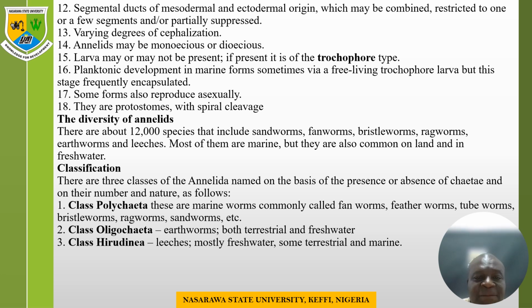There are many of them, and they are mostly found within the marine environment. The class Oligochaeta includes the earthworms, of which many of us seem to be familiar with, and they are found both in terrestrial and freshwater environments. Then another special class is the leeches, the class Hirudinea, and these members include the leeches. Mostly they are freshwater, some are terrestrial and marine in nature.